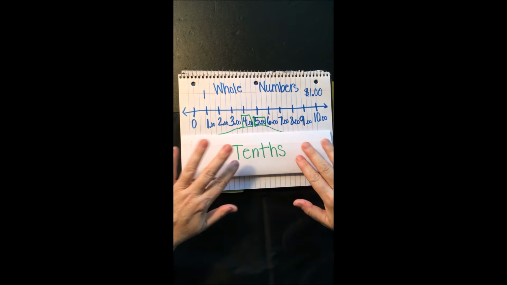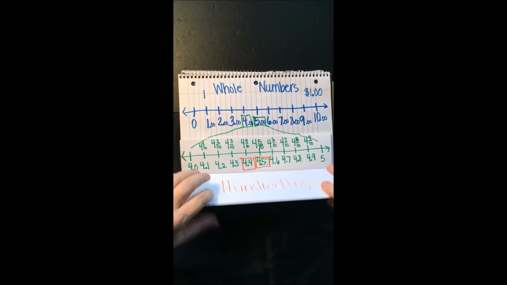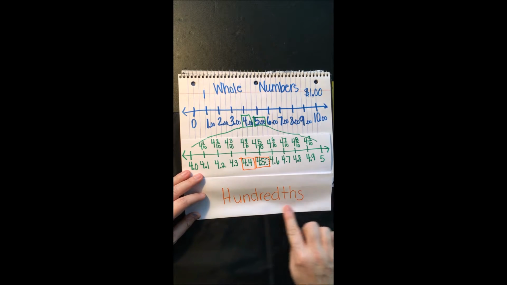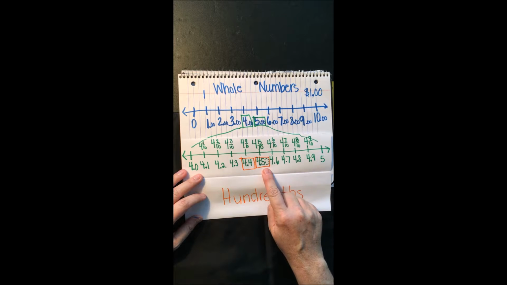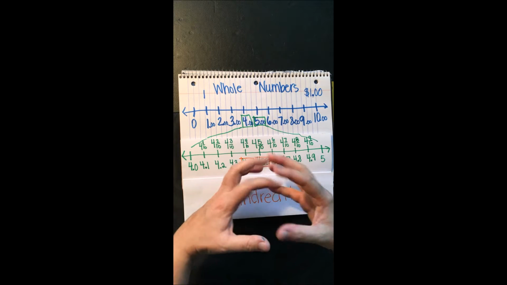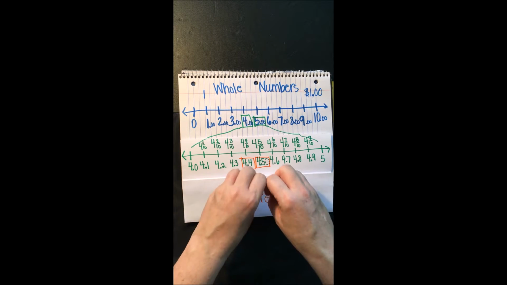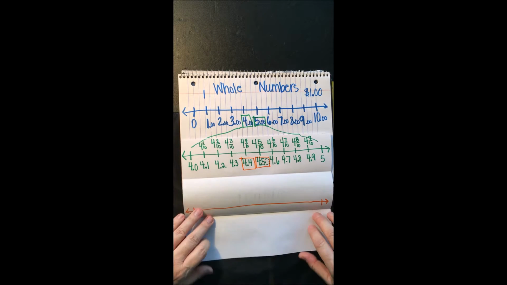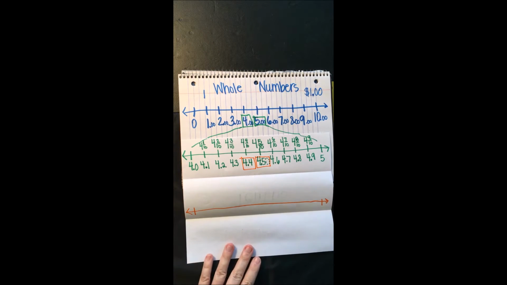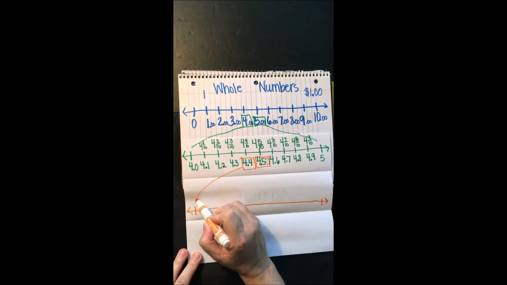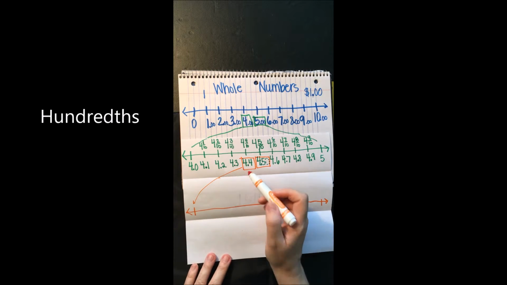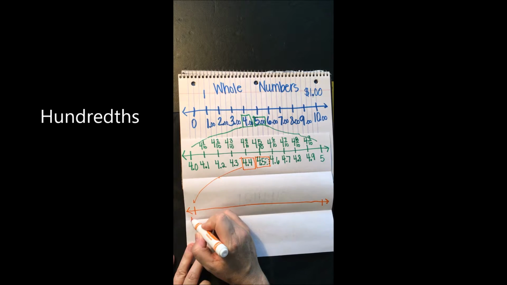Whole numbers into tenths, and now using our same sheet of paper we're going to break them down into hundredths. So I have chosen 4 4/10 and 4 5/10, and we're going to zoom in and break those apart. So here we go, we have our number line on the inside here, and I'm going to be using 4 4/10 here at this side of the number line.